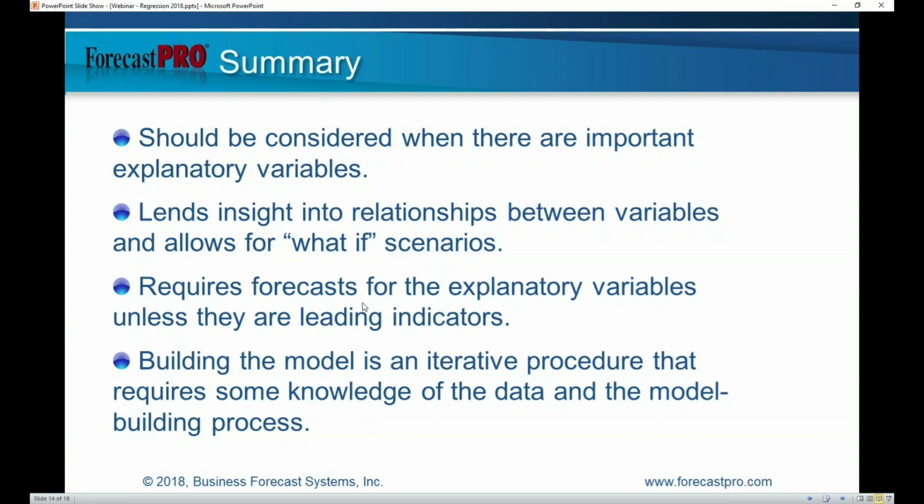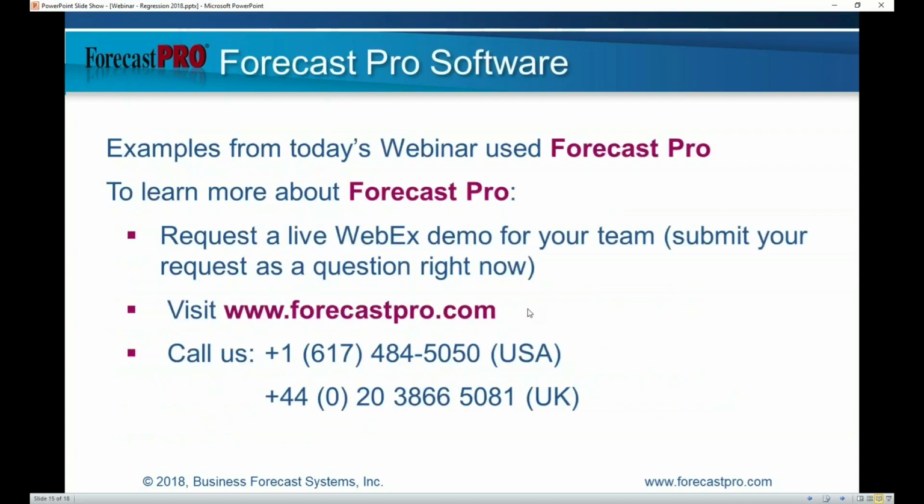Okay, so that's our summary. I'm going to say a couple little things about the software that we've been using and some services that are available, and then we'll open it up for questions.